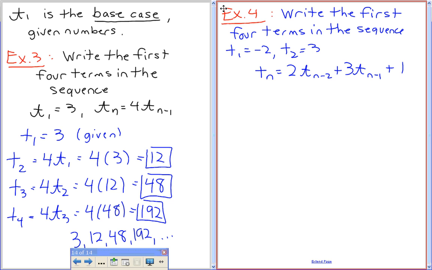What's the scary part of this? What's the new part of this question? What is that 2Tn-2? What does Tn-2 mean if you had to guess? N minus 2, right? So if n minus 1 means go before, n minus 2 is going to mean 2 before. So that's why in this case I have to give you 2 base cases. If I start at T2 and go back to T0, which can't happen.